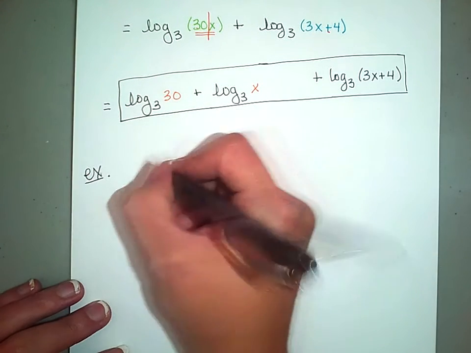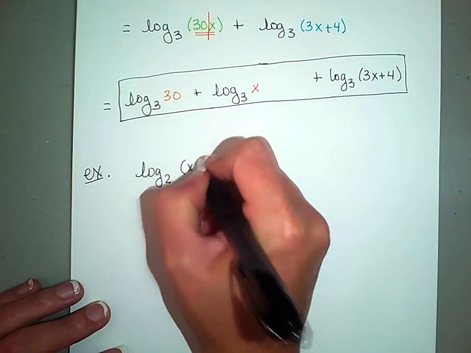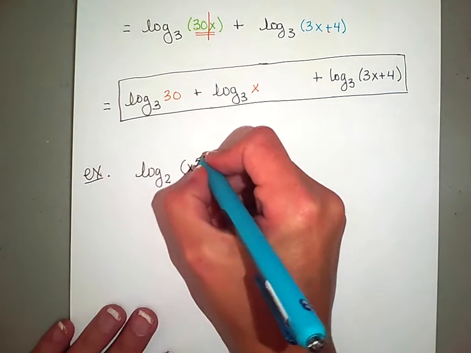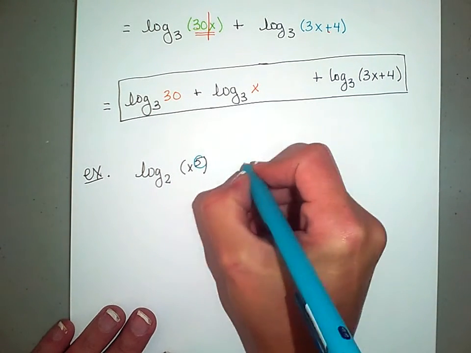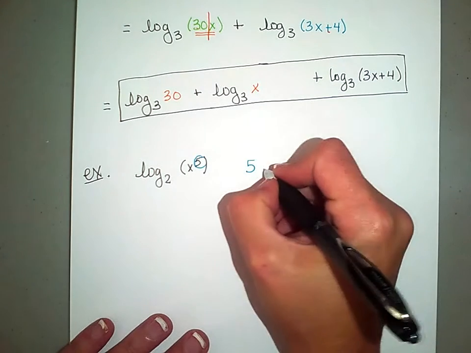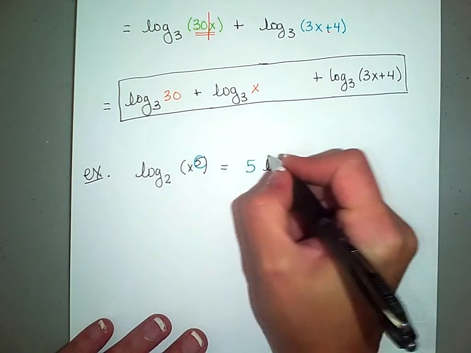Let's look at this. If we have the log base 2 of x to the fifth, well, we can use our power rule here to simplify this. There's a power of 5 here that can come out. So this could be 5 times the log base 2 of x.